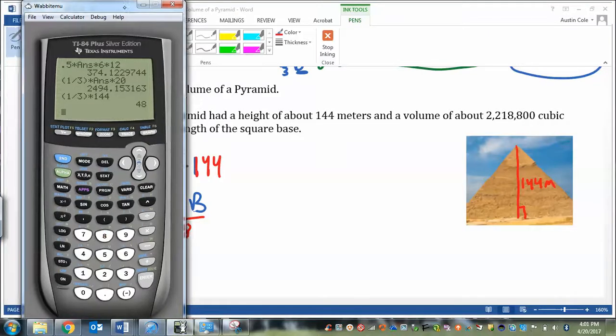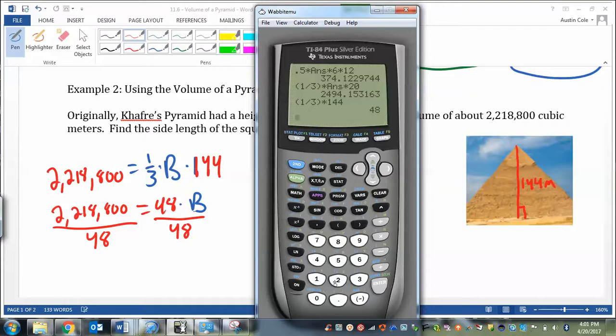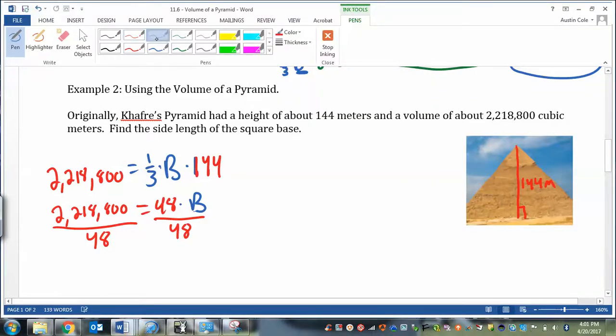Okay, when you do that, you get 2,218,800. Divide by 48 gives you 46,225. So big B is 46,225. Okay, and that is meters squared. So it just wants one side length, okay?